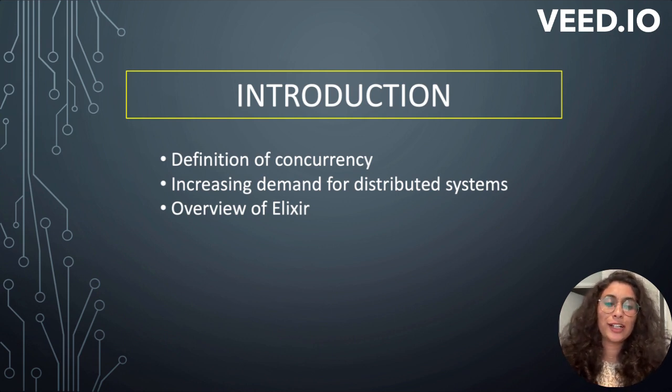So in recent years, there has been increasing demand for building distributed systems that can scale to handle a massive load of requests. Elixir is a programming language that was designed with concurrency in mind and built on top of the Erlang VM. It provides a powerful framework for building distributed systems that are fault tolerant, scalable, and efficient. When I talk about scalable, that means it can handle a massive load at a time. And I think that's about concurrency.